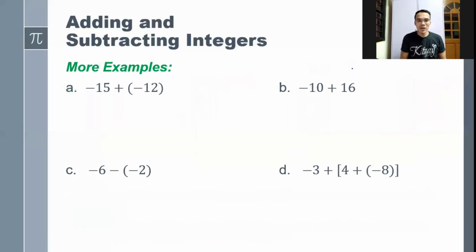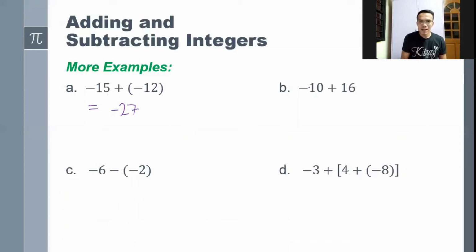Let's have more examples. This time, we're not going to use chips to add or subtract the numbers. Let's have letter A, negative 15 plus negative 12. Both numbers have the same sign. What do you do? You just add 15 and 12. That is 27. And you copy the common sign. The common sign is negative.